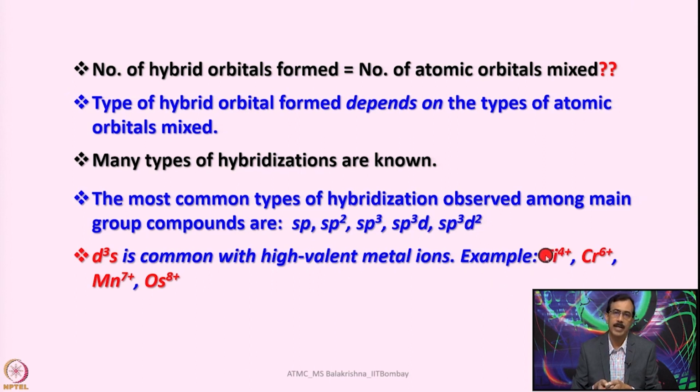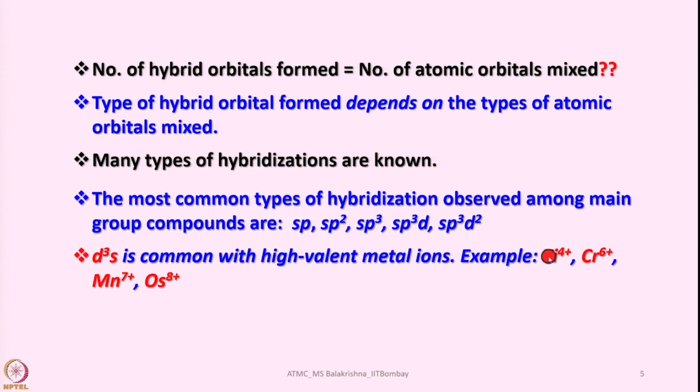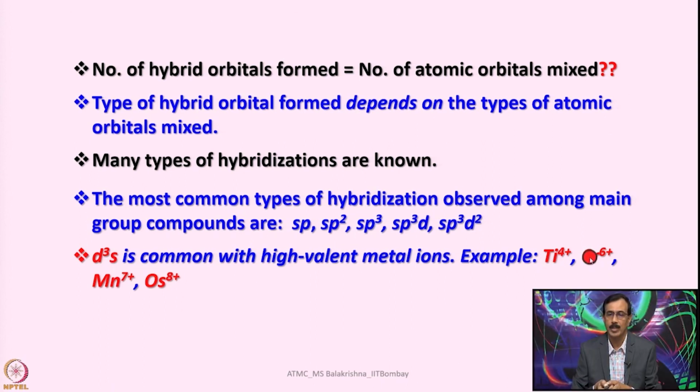If you take titanium, it is not sp3 hybridized, it is utilizing d3s. Similarly, if you take potassium dichromate, chromium is using d3s because of the inner d orbital, essentially using 3d and 4s. So it should be d3s. Similarly in KMnO4 manganese utilizes d3s, and in osmium tetroxide, osmium is in the +8 oxidation state, and this also utilizes d3s while forming osmium tetroxide.